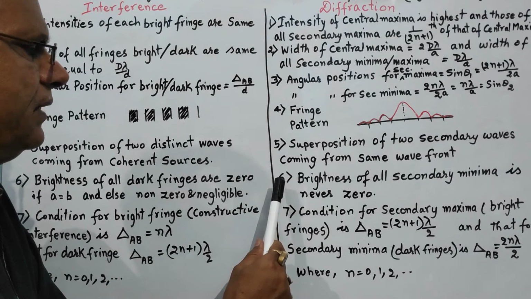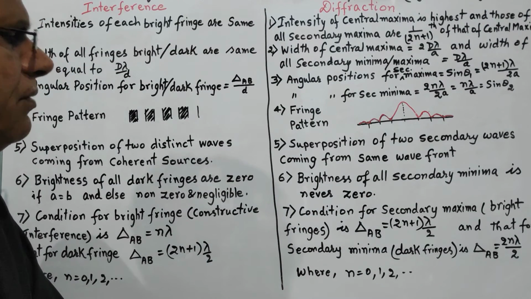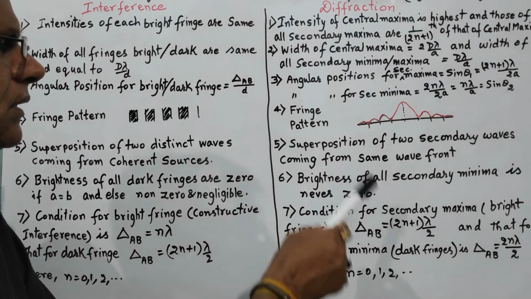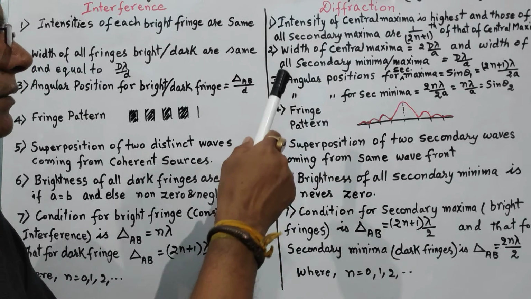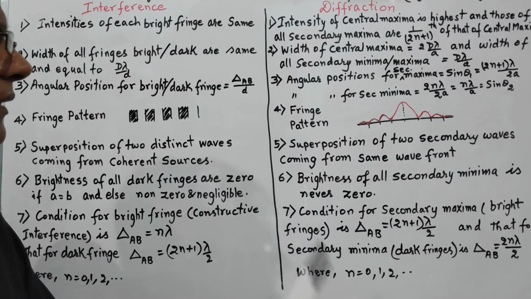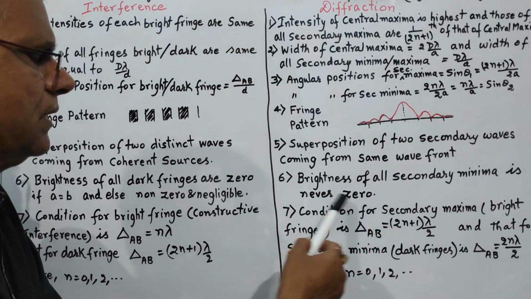But in the case of diffraction, the brightness of all secondary minima is never 0, even though we consider that the amplitude of both secondary wavelets coming from the one main wavefront is always equal.